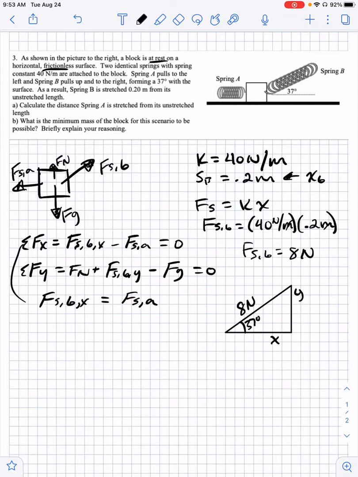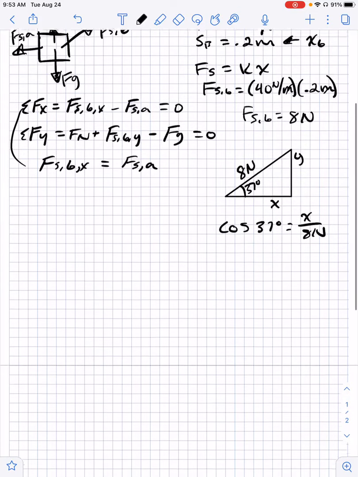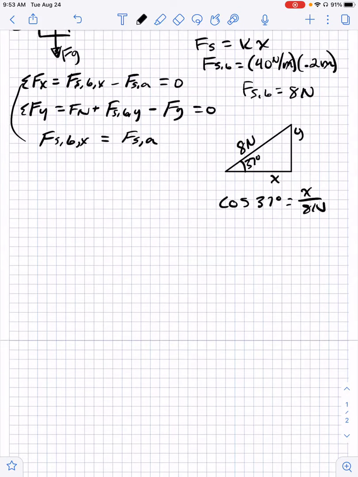So let's start with the x component. The x component is the adjacent side, and the 8 newtons is the hypotenuse, so we're going to use a cosine function. So cosine 37 degrees is going to equal that x component divided by 8 newtons. So for our x component, we'll multiply both sides by 8 newtons to get rid of that.